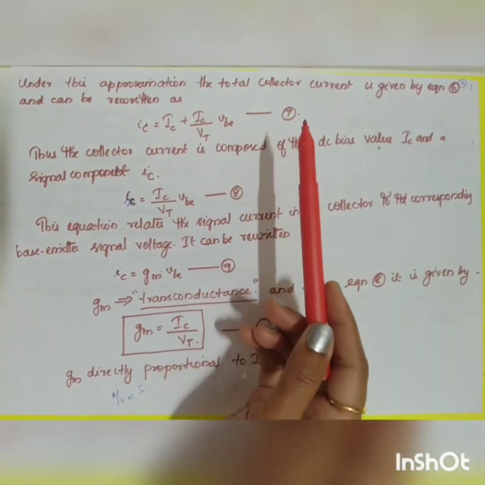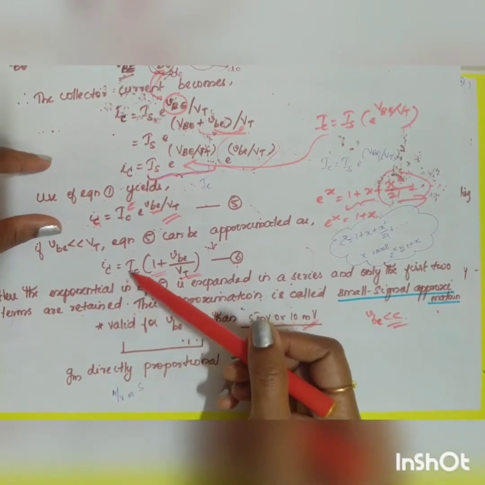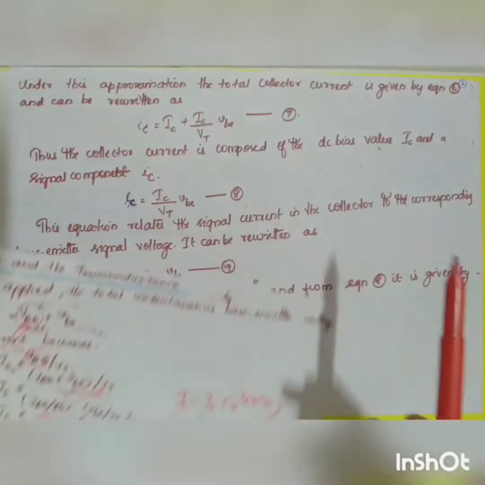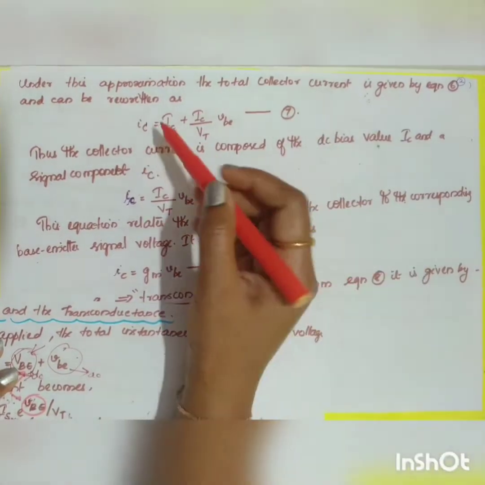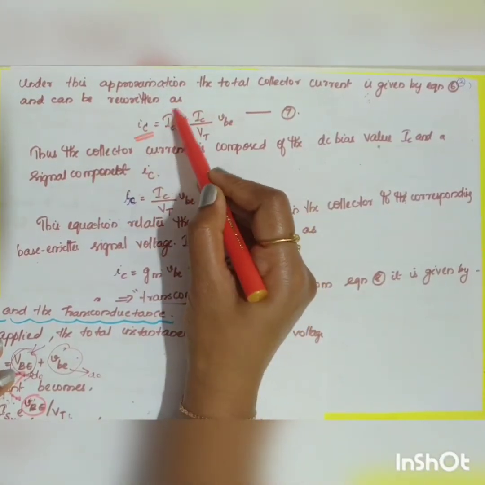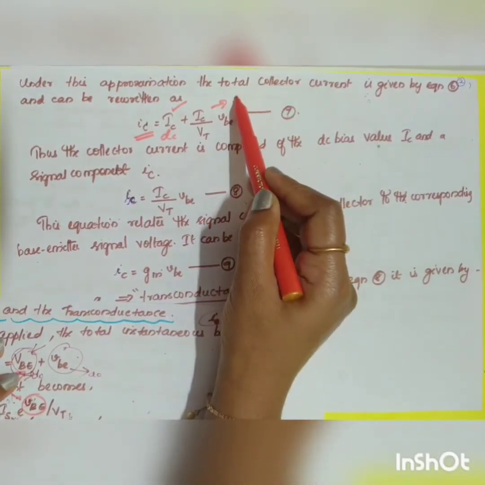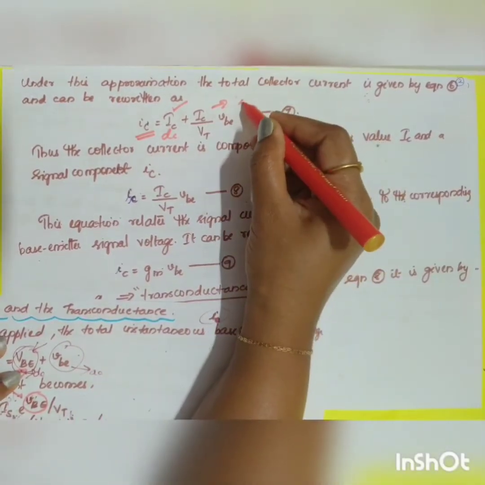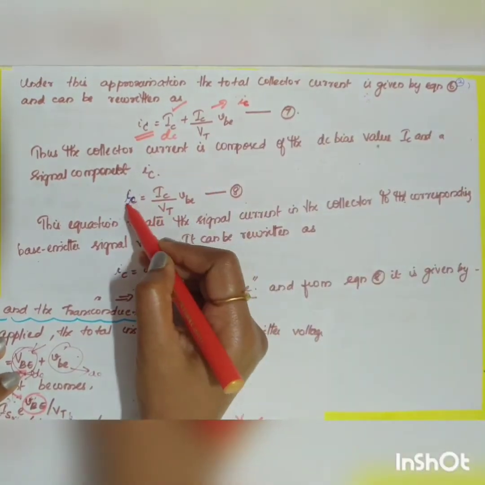You have to find out your collector current, right? So when you cross multiply it inside, this IC can be written as IC plus IC into VBE divided by VT. That is what is given in equation 6. Okay, so what will be your total current? IC will be, this will be your DC and this is going to be your AC collector current, right? This AC collector current I am now taking as small ic. That is what is written here.